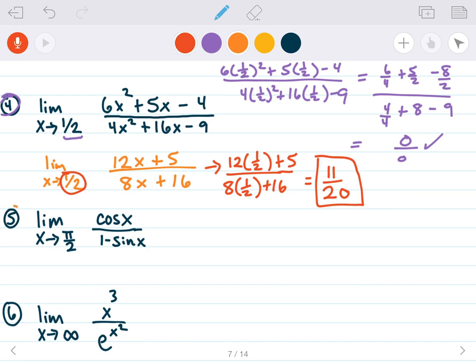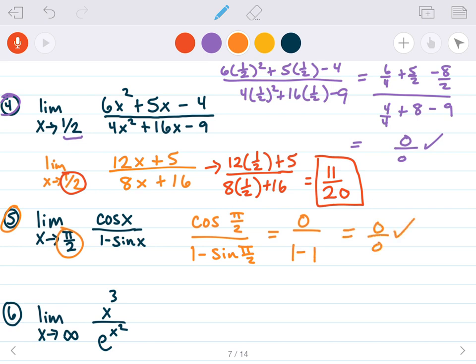All right, let's look at number 5, trig. So first I need to check to see if I can actually use L'Hopital's rule. So I look at the top, cosine pi over 2. Then I do the bottom, 1 minus sine of pi over 2. Well, cosine of pi over 2 is just the x coordinate, or the x value at pi over 2, which is 0 on the unit circle. And then the sine of pi over 2 is 1. So yes, we do have an indeterminate form here. We can use L'Hopital's rule.